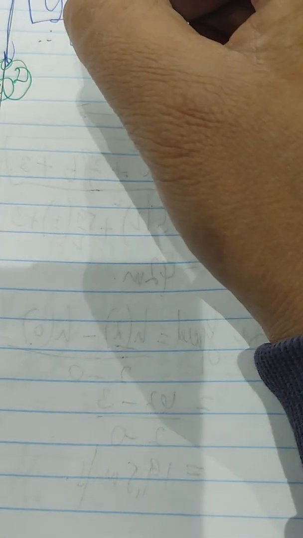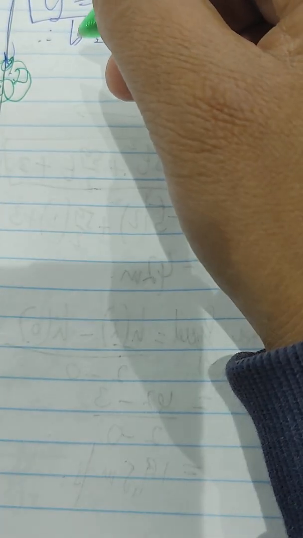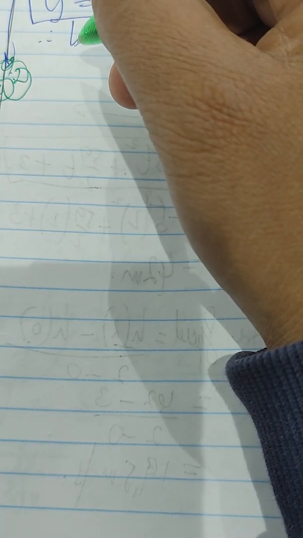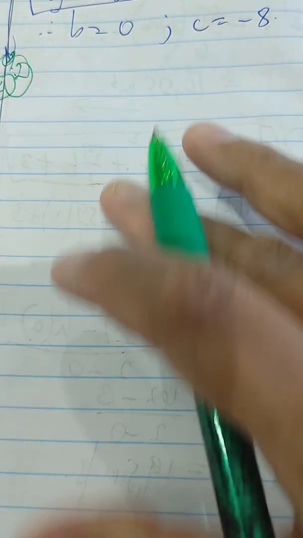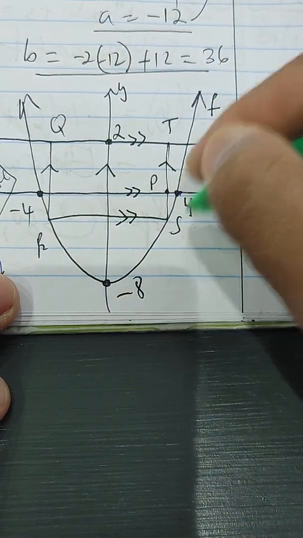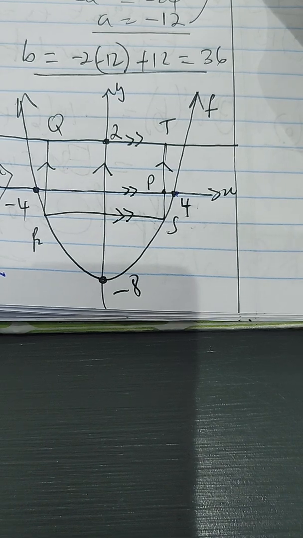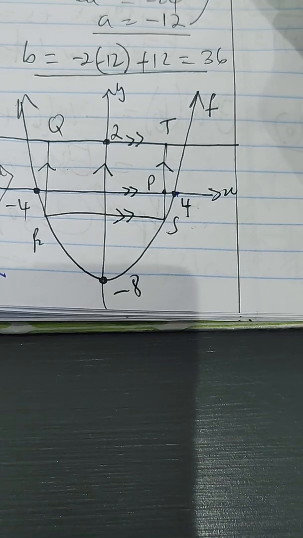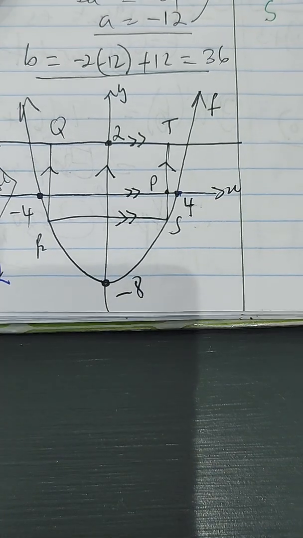In number 2, the question says, check, this is 7.2, no? 7.2. State the coordinates of T, Q, R, and S in terms of P. So let's go with S first. T, Q, R, and S. Okay.